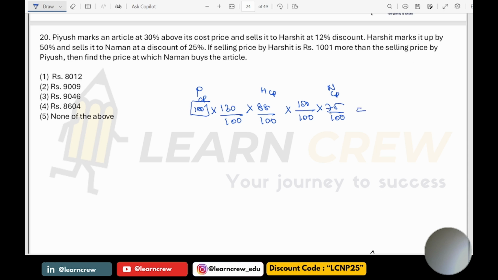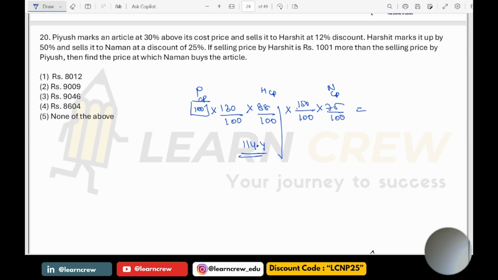So please see here. What are we going to get here? Here I am going to get the selling price of Piyush. 100 cancels, so 1144, so 114.4. I am going to get 114.4. And on this 114.4, the selling price of Piyush is the cost price of Harshit, who sells to Naman.